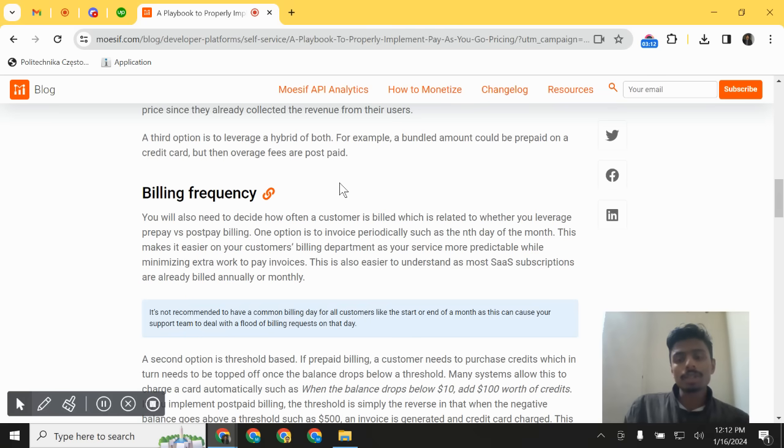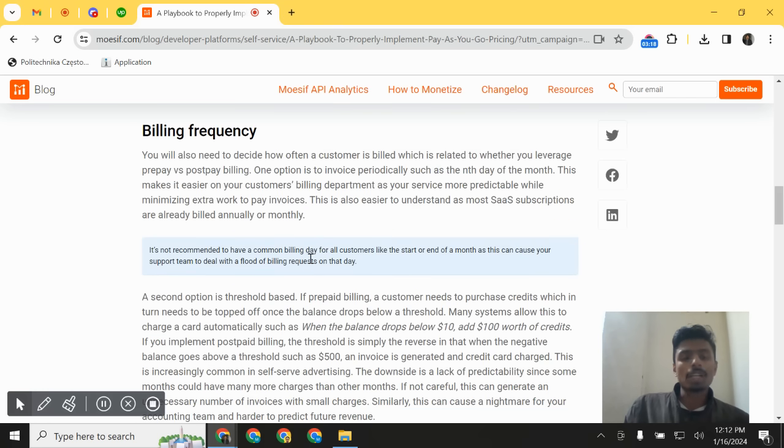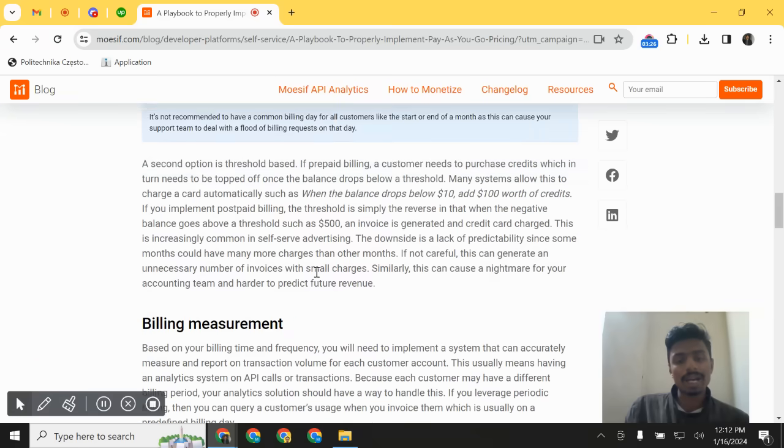This is also easier to understand as most SaaS subscriptions are already billed annually or monthly. It is not recommended to have a common billing day for all customers, like the start or end of the month, as this can cause your support team to deal with a flood of billing requests on that day.